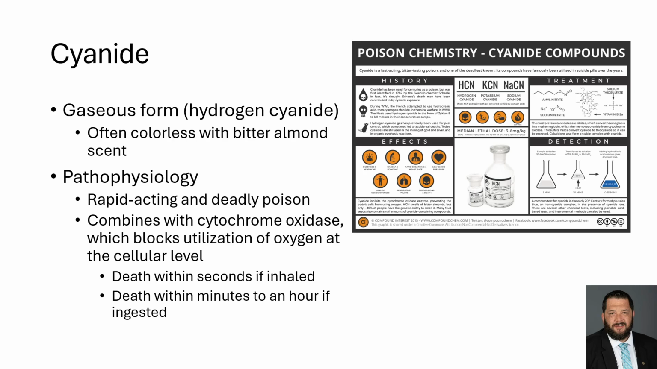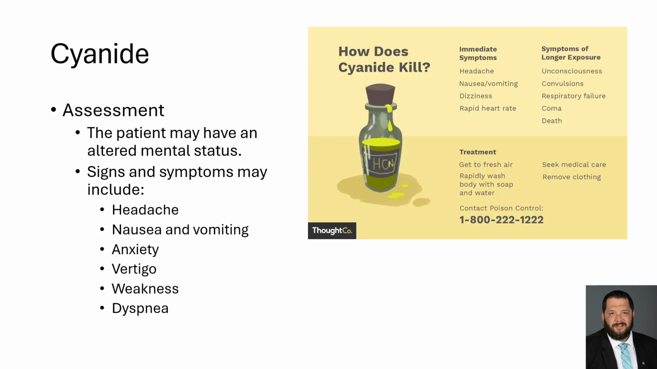Cyanide is a gaseous form of hydrogen cyanide. It's often colorless with a bitter almond scent. It's rapid acting and it's a deadly poison. It combines with cytochrome oxidase, which blocks the utilization of oxygen at the cellular level. Death typically occurs within seconds if inhaled, and within minutes to an hour if it's been ingested.